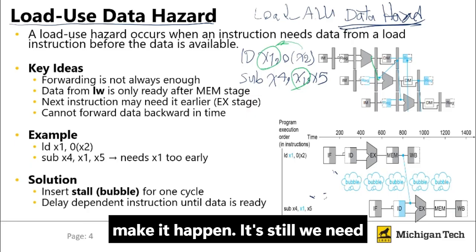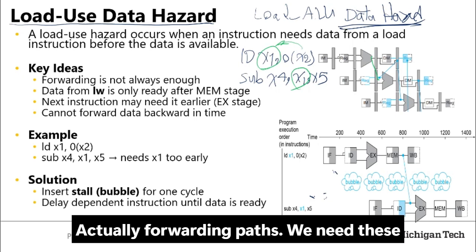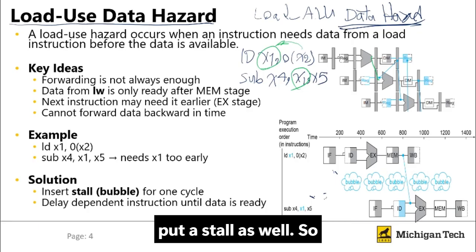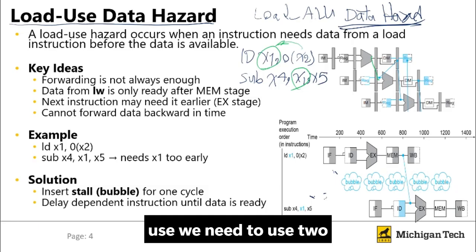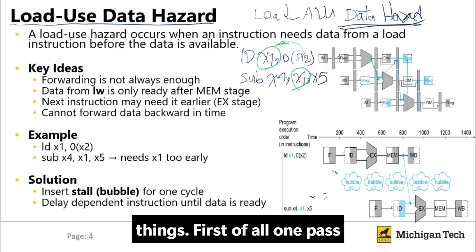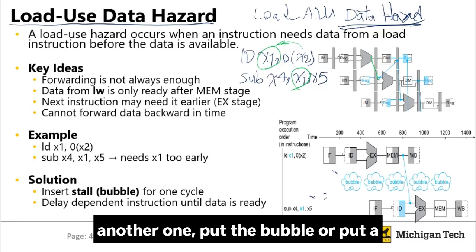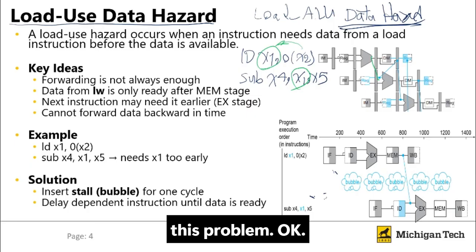To make it happen, we still need that forwarding path, but we need to put in a stall as well. So to solve the problem of load-use, we need two things. First, a path from memory to execution. Second, put in a bubble or a stall. We need both to solve this problem. Okay.